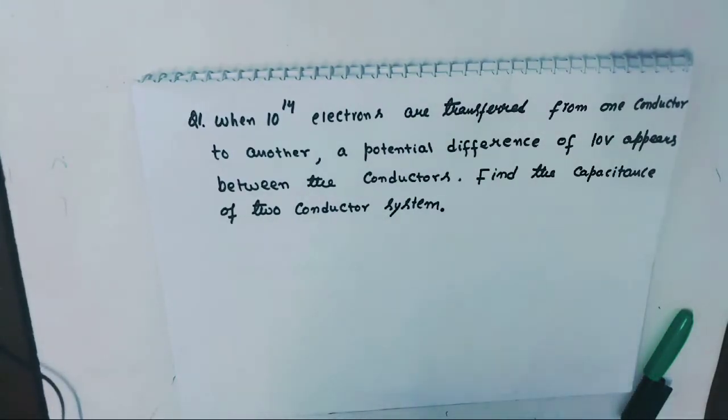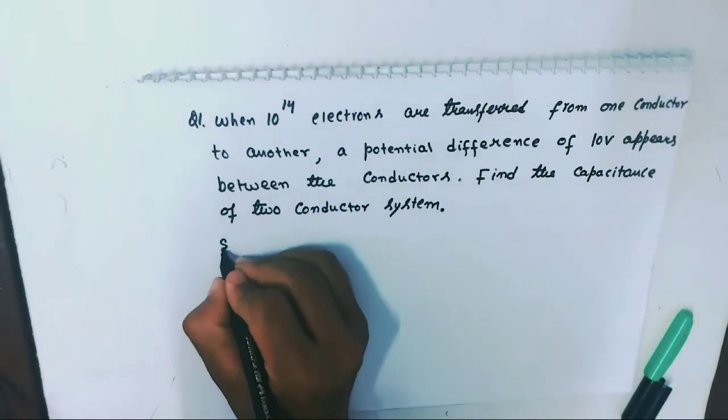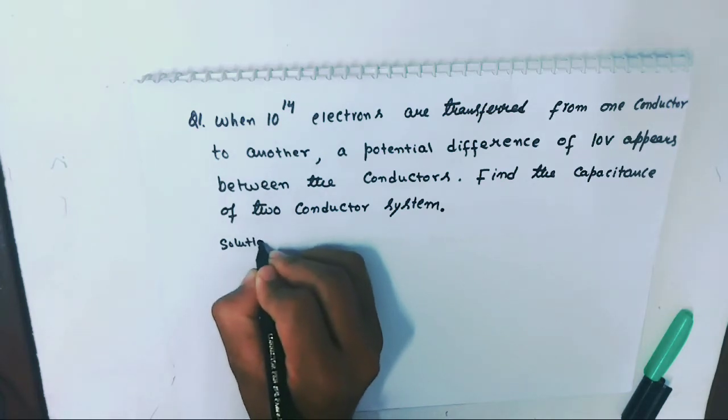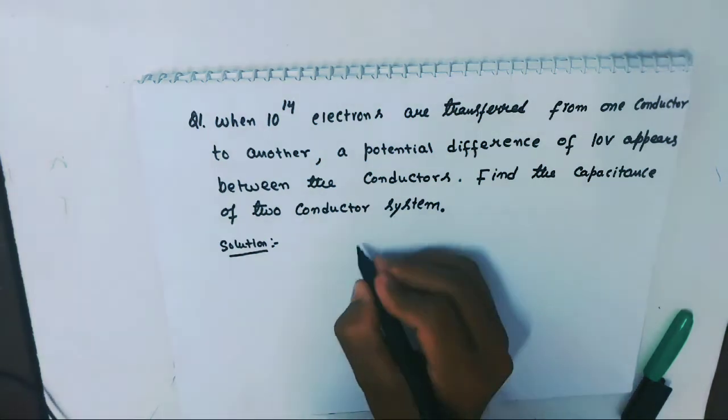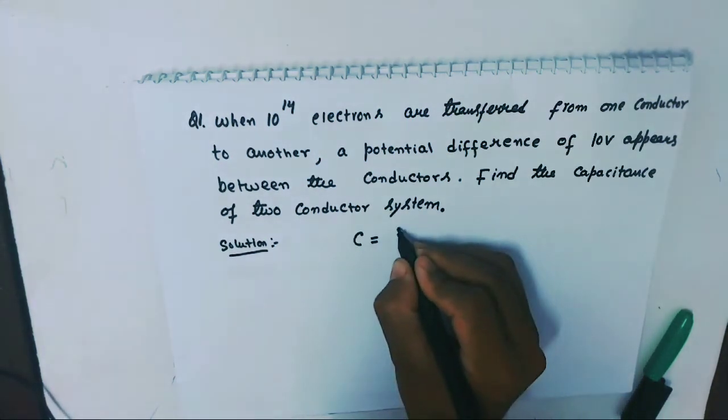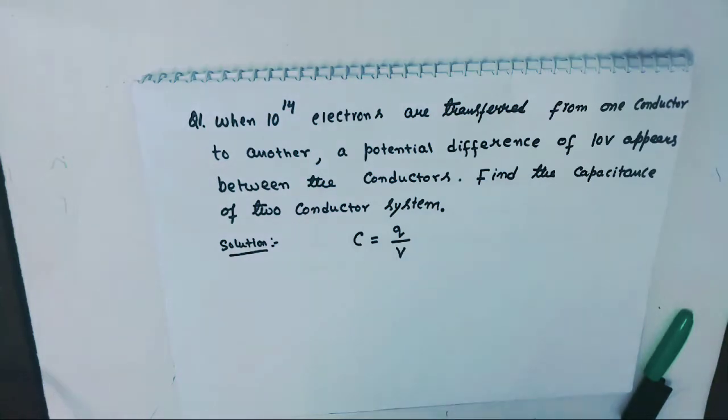So now, we will solve these numerical problems. So the question says, when 10 to the power 14 electrons are transferred from one conductor to another, a potential difference of 10 volts appears between the conductors. Find the capacitance of the two conductors system. So we know that C is equal to Q divided by V.